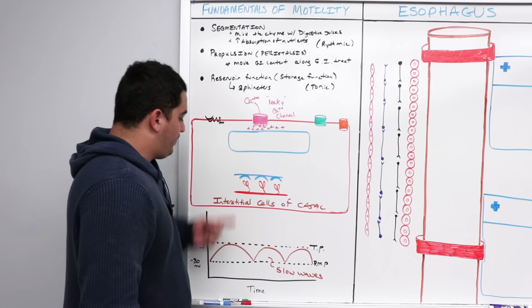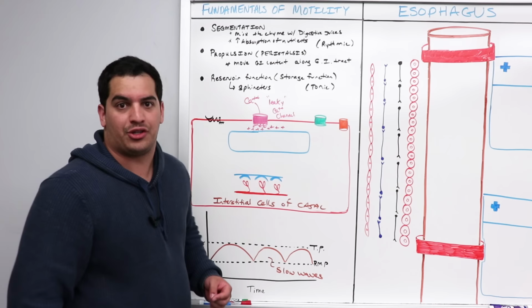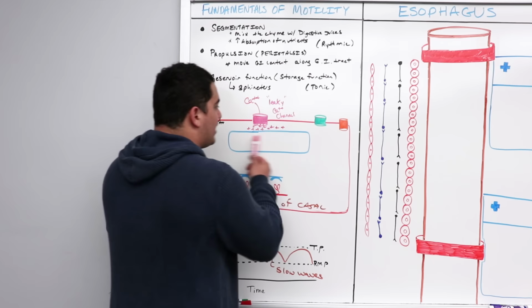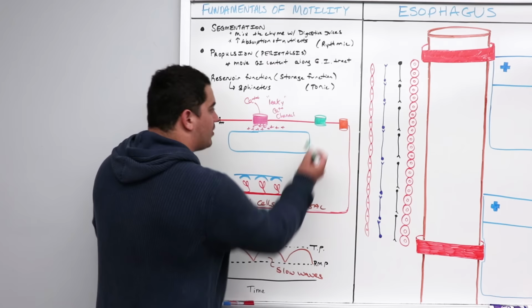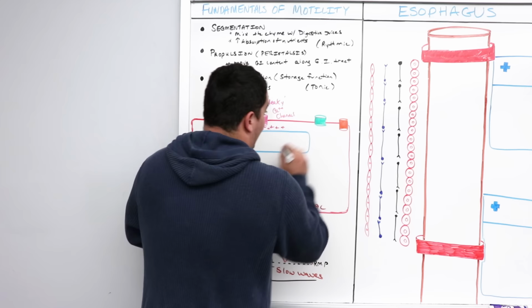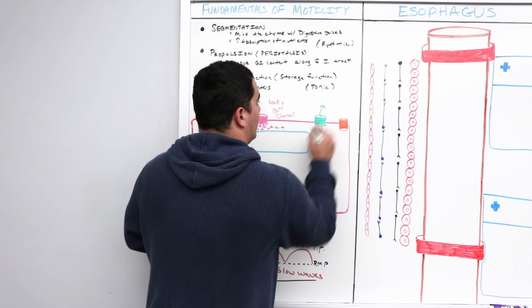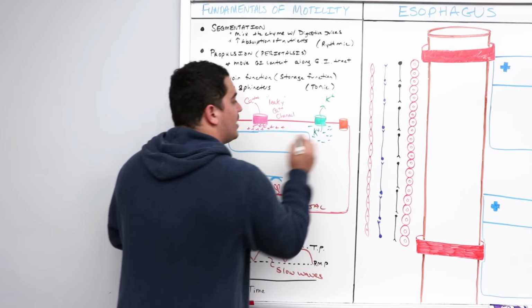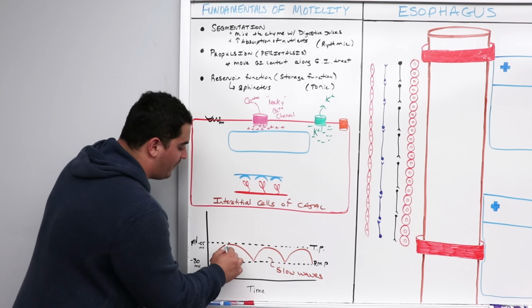Now, here's the thing. These sub-threshold waves are obviously not enough to trigger an action potential. The reason why is as this cell starts depolarizing and getting ready to approach threshold, there are special channels that open up in the cell membrane when we get close to threshold. If we don't actually hit threshold, potassium channels open, and the potassium leaves the cell. If potassium leaves the cell, what happens to the inside of the cell? It becomes negative. So what are you going to see here? This rise will be due to calcium. If it doesn't hit threshold, potassium channels open, potassium leaks out, and it starts to repolarize.